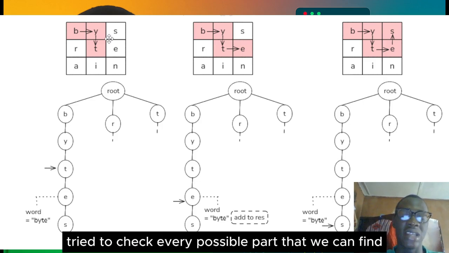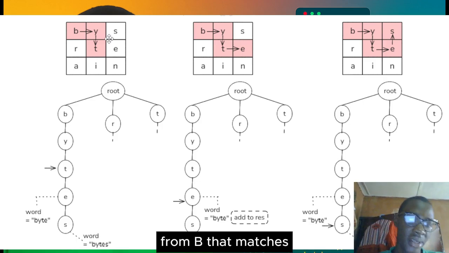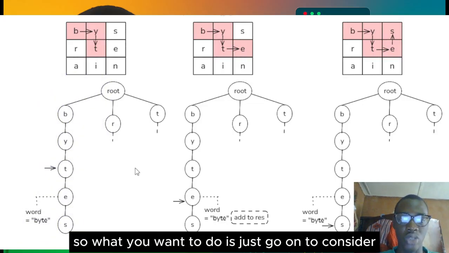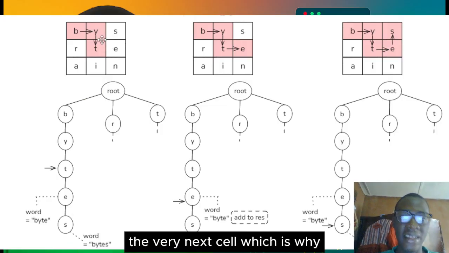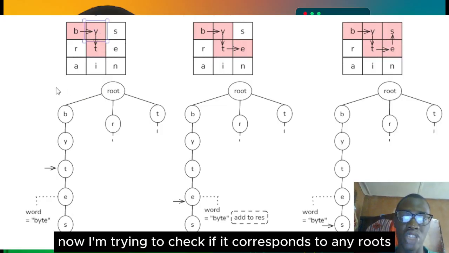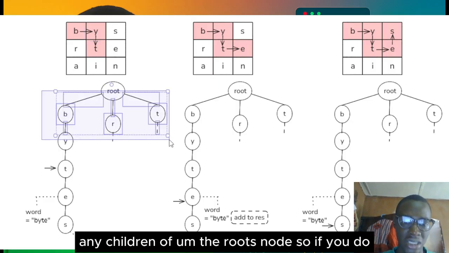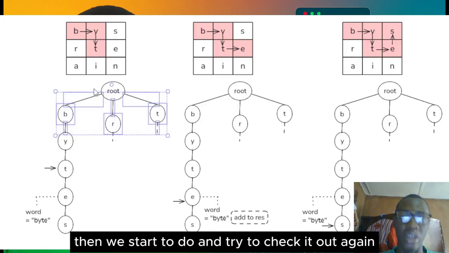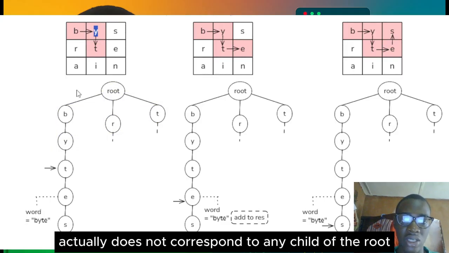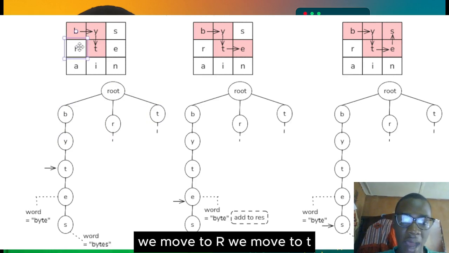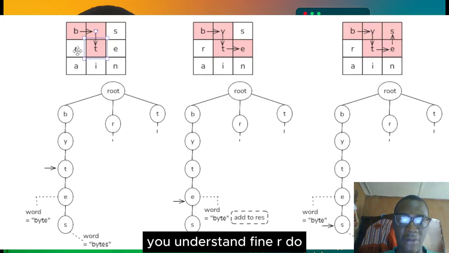Right, we've tried to check every possible path that we can find from B that matches a branch, and we found two words, right? So we just go on to consider the very next cell, which is Y now, and check if it corresponds to any child of the root node. But you can see that Y actually does not correspond to any child of the root node. So we move to S, we move to R, we move to T. You understand? Fine.